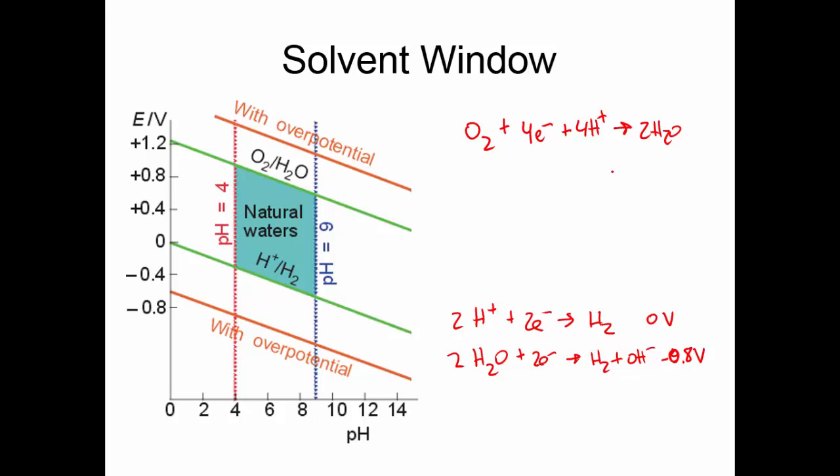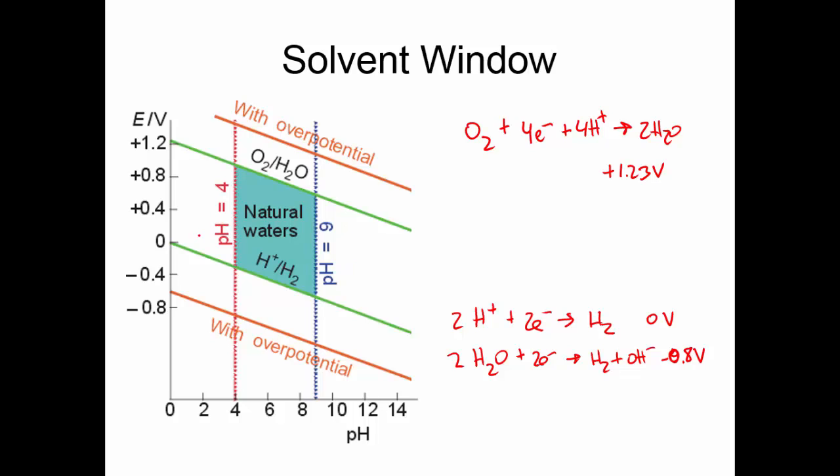And this occurs at a reduction potential of positive 1.23 volts. So that's right here. And you can see there's hydrogen ions present in this balanced half cell. And so if the hydrogen ion concentration changes, our standard reduction potential will shift. It will decrease based on the Nernst equation. So between these two lines, depending on your pH, is what reduction or oxidation species can be present in water.